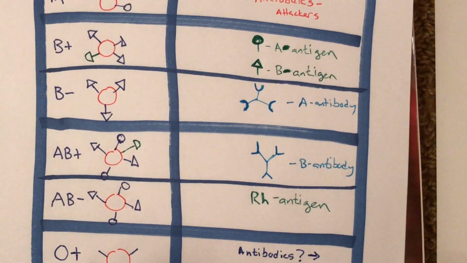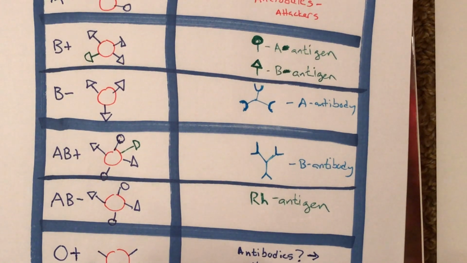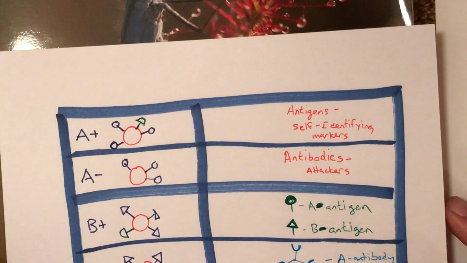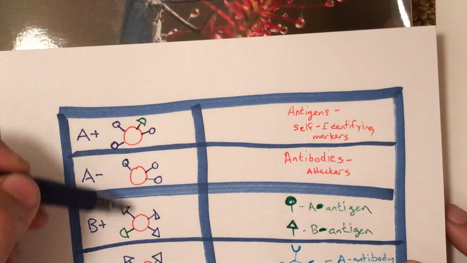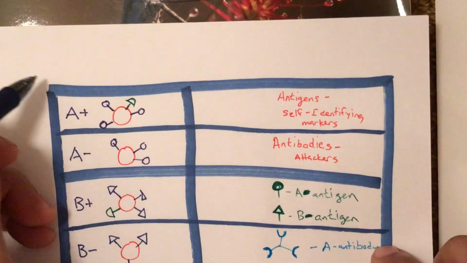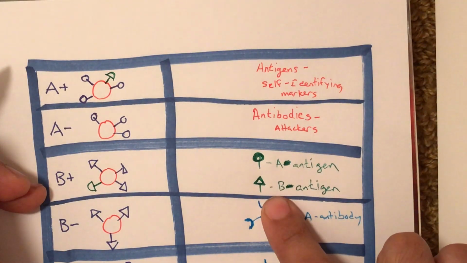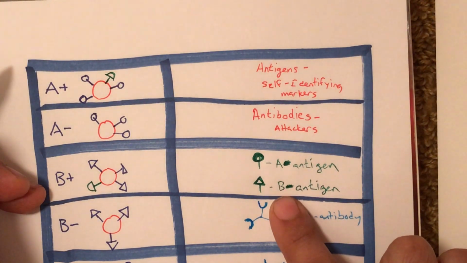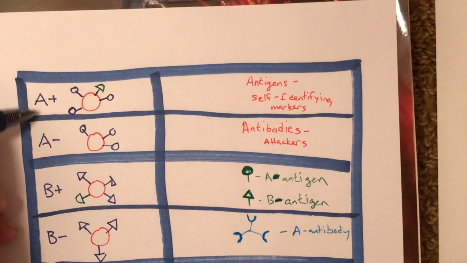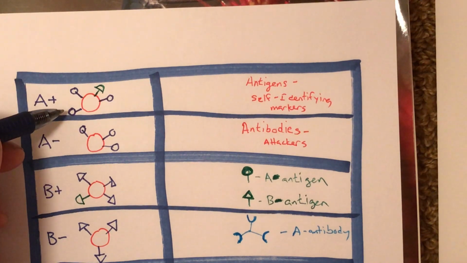And the answer is all other shapes. All other shapes. But we will ignore the D for now. We're just going to deal with the circles and the triangles, the A antigen and the B antigen. So a person with type A blood has what shape antigen? And the answer is circle.